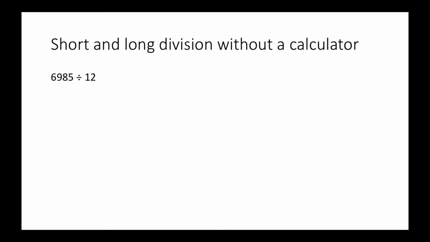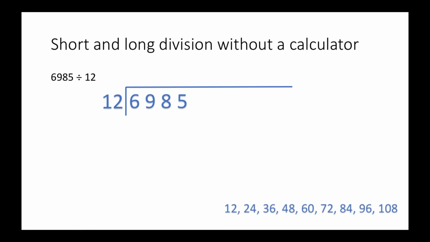Okay, one more then with this method. 6,985 divided by 12, and I've written out the 12 times table down there because it will help me out. And I need to see how many 12s go into 6. Well, we know we can't do that. So 12s into 69. The closest I can get to 69 is 60. And that is 1, 2, 3, 4, 5 times. So 5 goes up there. And the difference between 60 and 69 is 9. So that's our remainder.